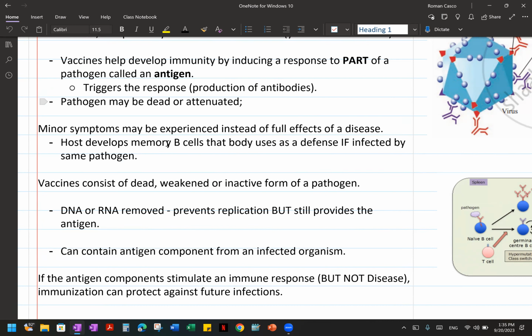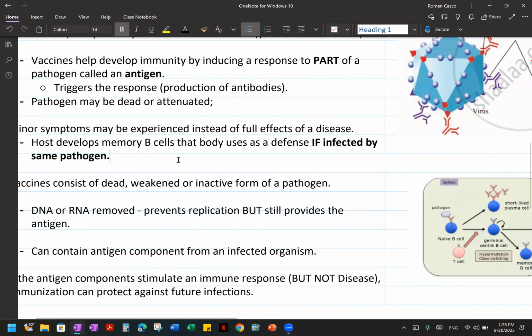So ultimately, from the exposure to this vaccine, you'll develop memory B cells, and these memory B cells will produce more antibodies, right? I want to emphasize that if you're infected again by the pathogen, okay? If you're infected again, your memory B cells would basically be active already to produce the antibodies, okay?